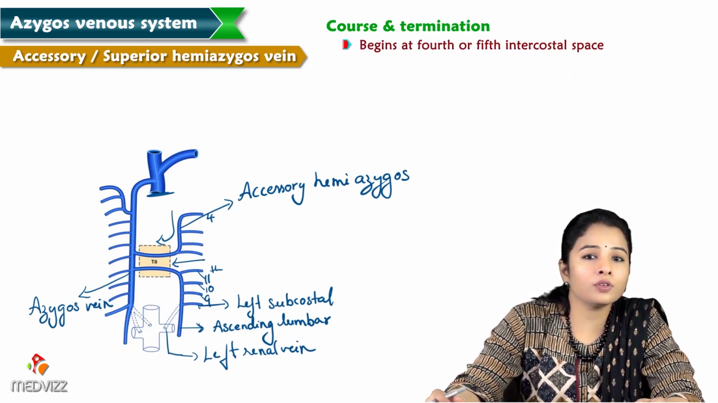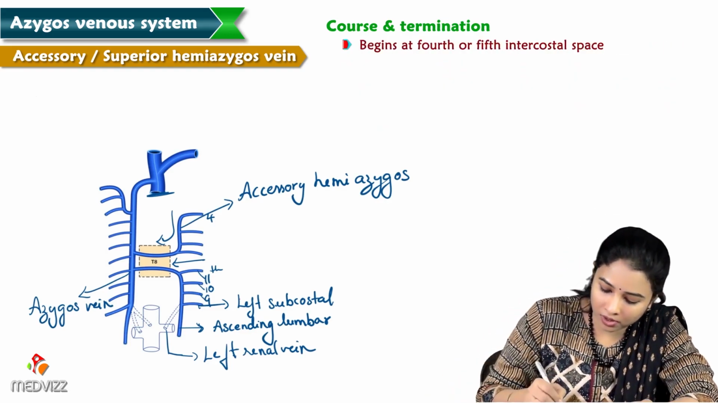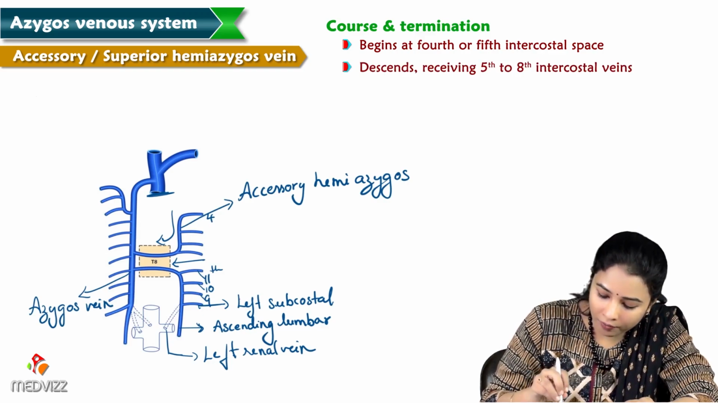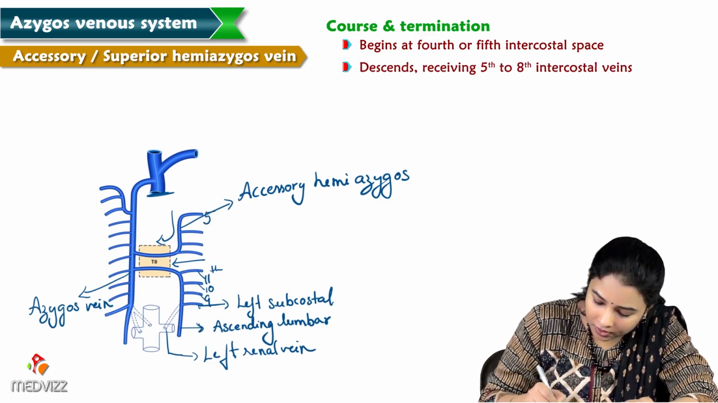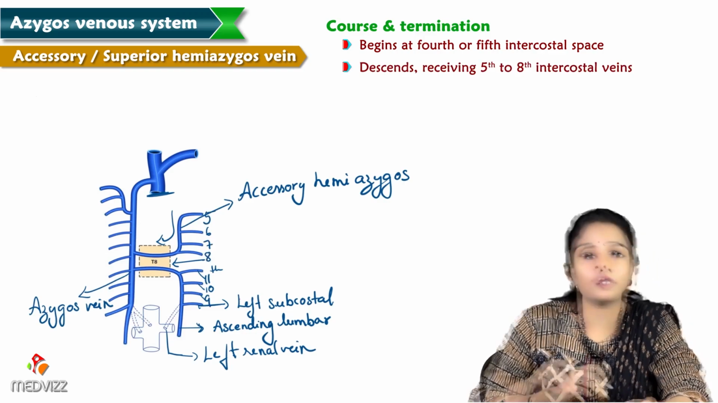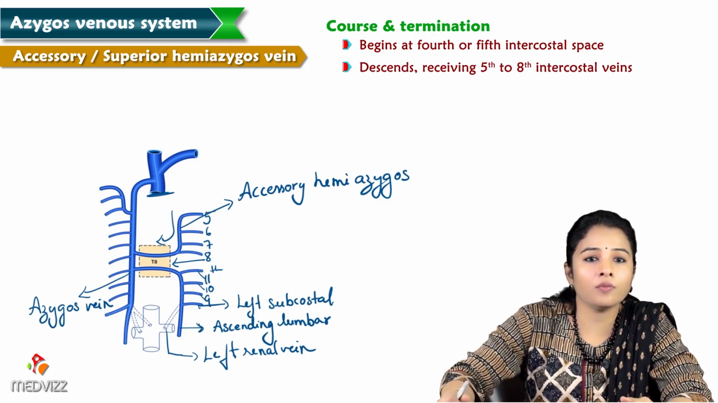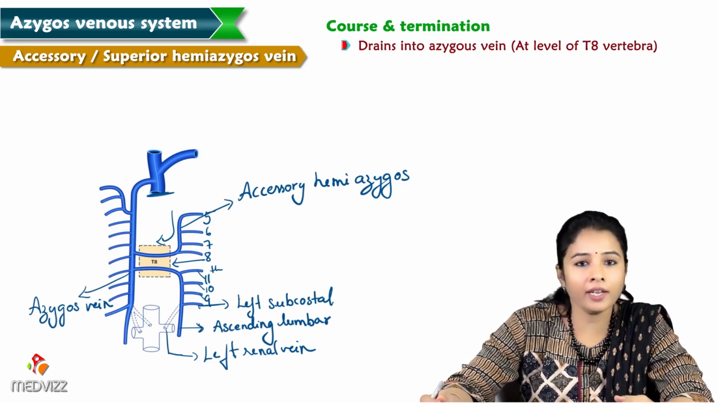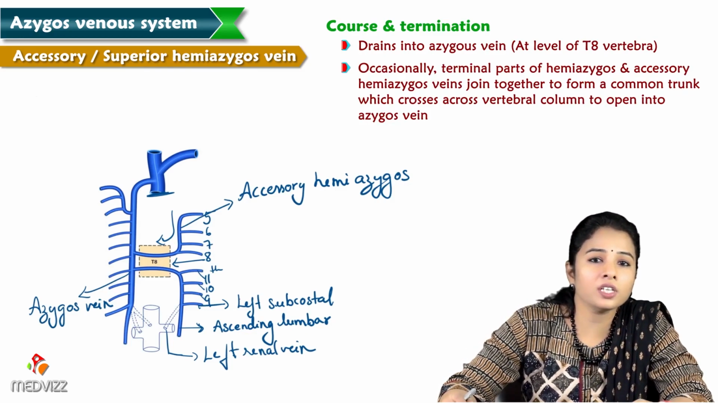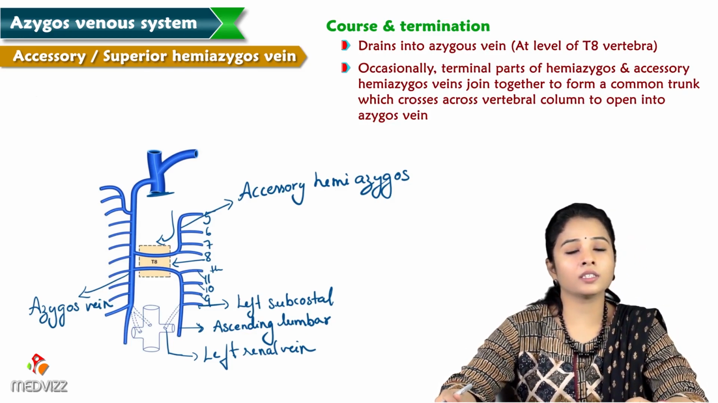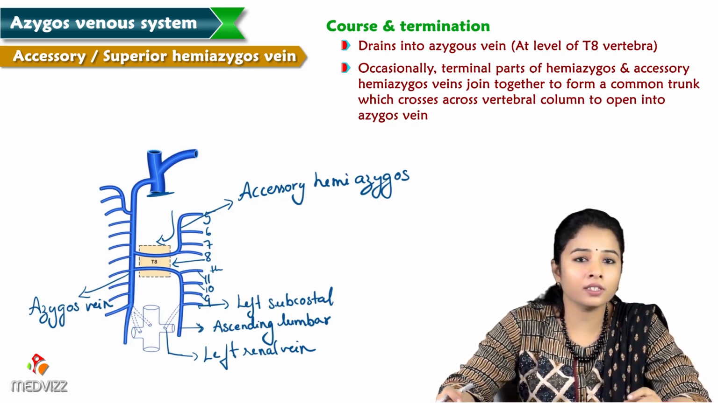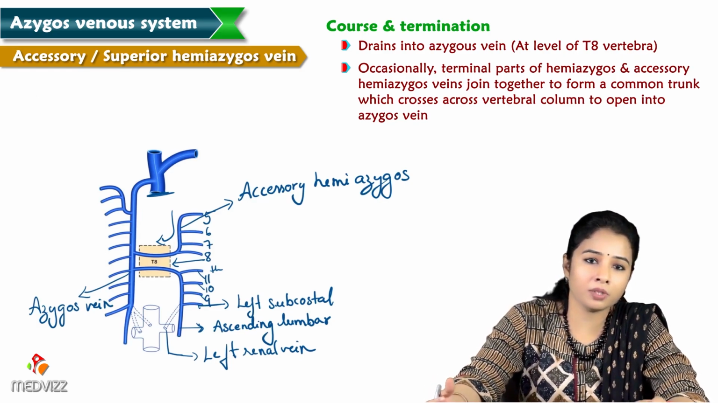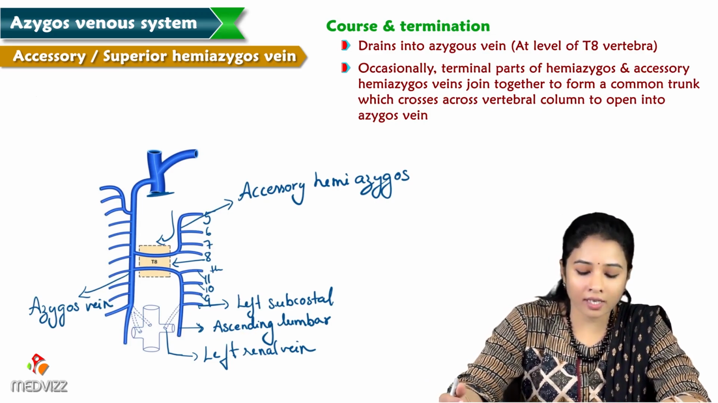It begins in the 4th or 5th intercostal space, where it receives the 5th to 8th intercostal veins, and it drains into the azygous vein at the level of the T8 thoracic vertebra. Occasionally, the terminal parts of the hemiazygous and accessory hemiazygous join together to form a common venous channel which crosses the vertebral column and opens into the azygous vein.